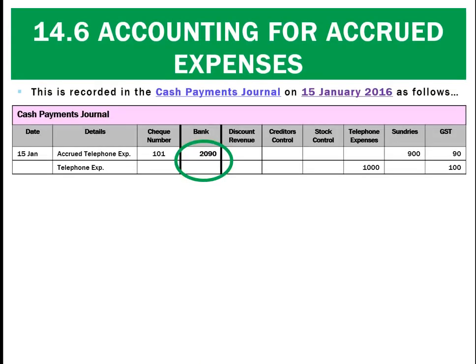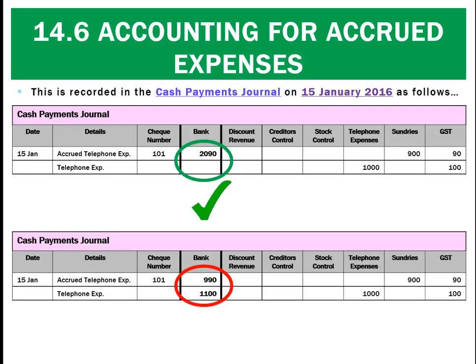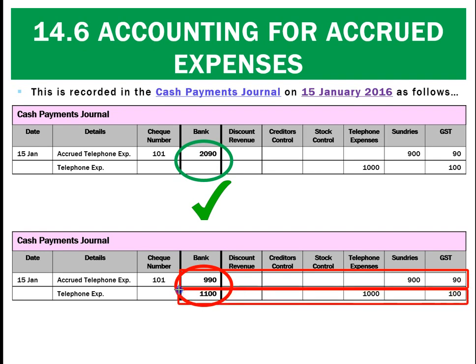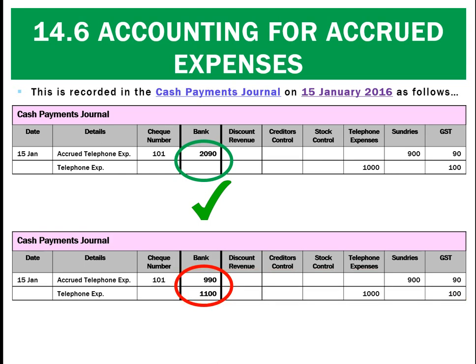Just to note that we want to have that one number in the bank column. What we don't want to do, even though this might seem a little bit logical, is split that up over two lines. In previous exams, that's actually lost marks. And whilst it does make sense that we would allocate 990 over the two columns there, and we would allocate 1100 over the two columns there, they actually have instructed us that that's not acceptable, and what we want to do is just have the one entry up here in the bank column for $2,090.